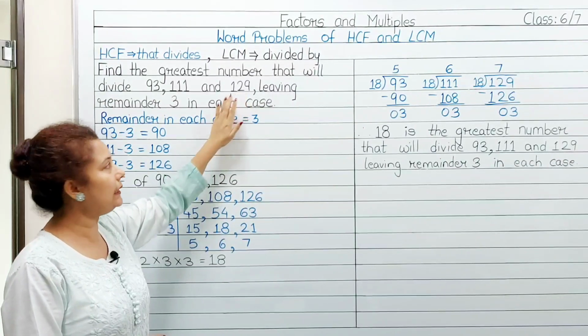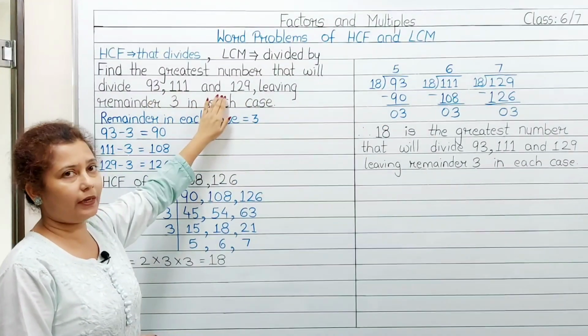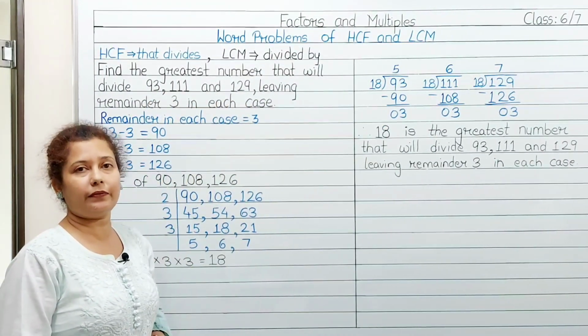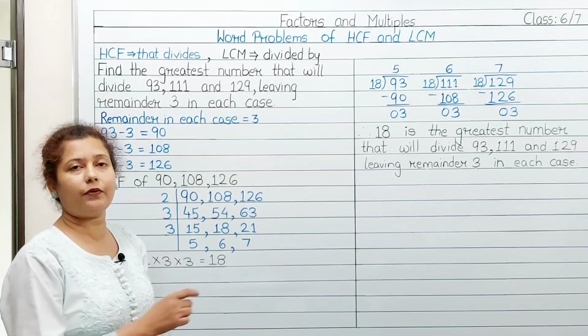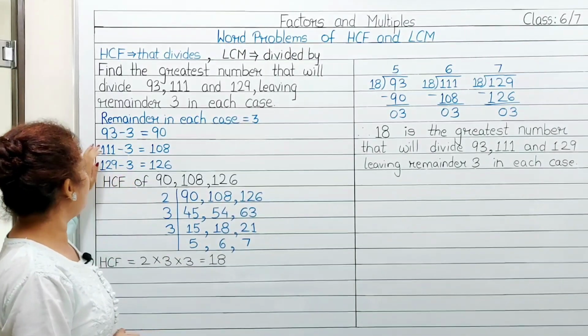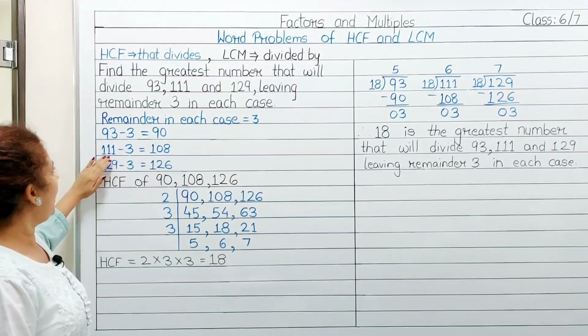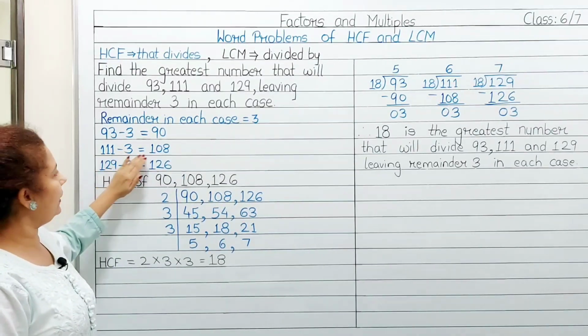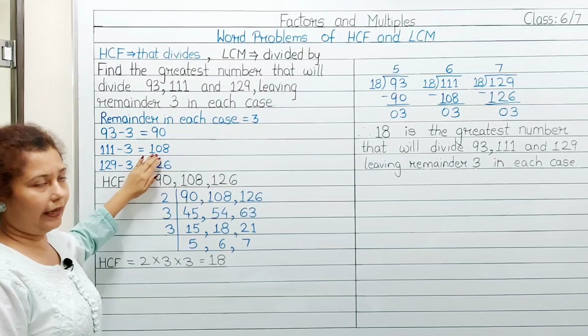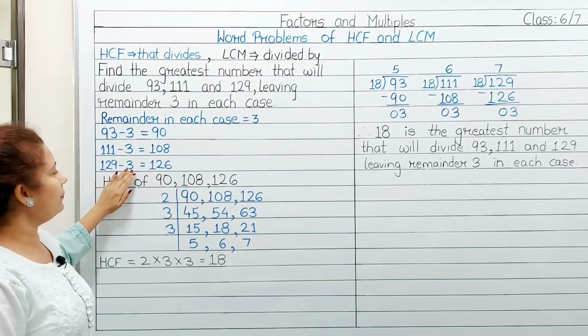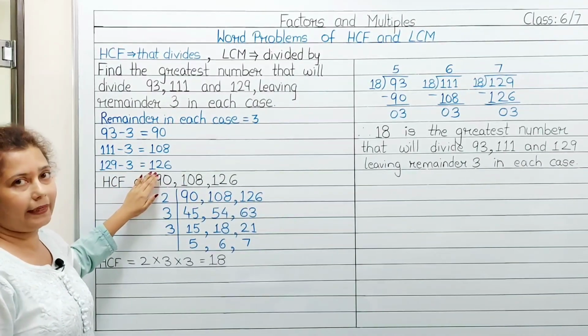But we have to minus 3 from each number, and the result which we will get, we have to find HCF of those numbers. So here 93 minus 3 is 90. 111 minus 3 is 108. 129 minus 3 is 126.